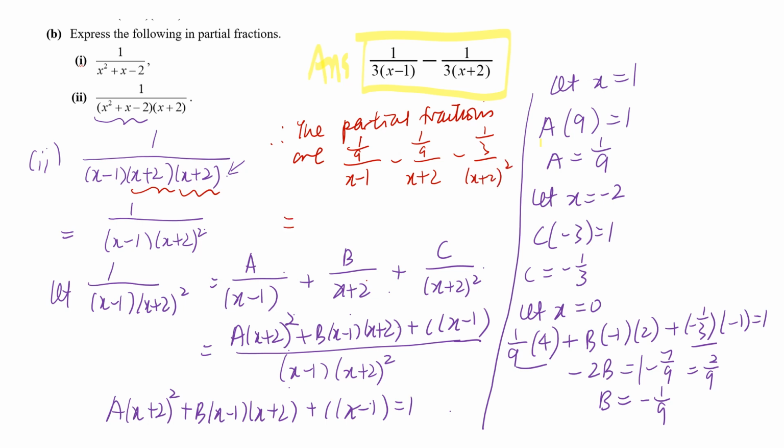Alright, remember what I said earlier on, you can't leave your answer like that. So for the first fraction, you're just going to multiply by 9 at the numerator and the denominator. Second one multiply by 9, the third one multiply by 3. Alright, so what do I get? I would end up getting 1 over 9 bracket x minus 1, minus 1 over 9 bracket x plus 2, minus 1 over bracket 3, and so on.